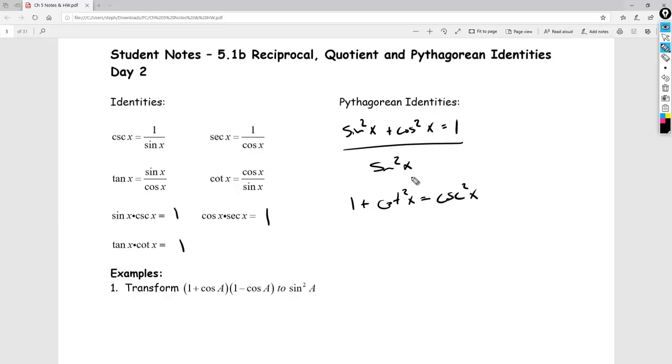Now, conversely, if I take everything and I divide by cosine squared of x, then instead I'll end up with sine over cosine, which is tangent. Cosine over cosine is 1, and then 1 over cosine is secant squared of x. So that's how I get the other Pythagorean identities.